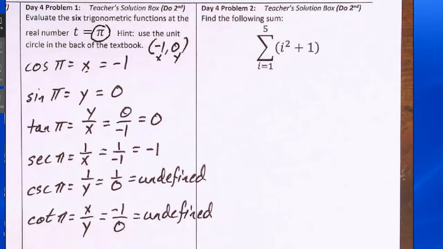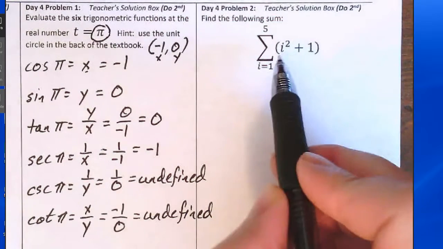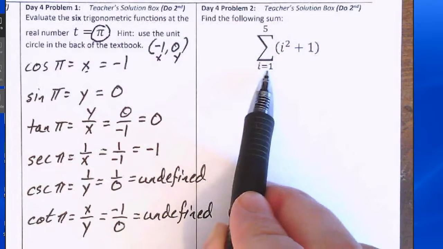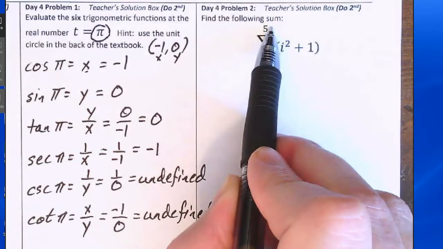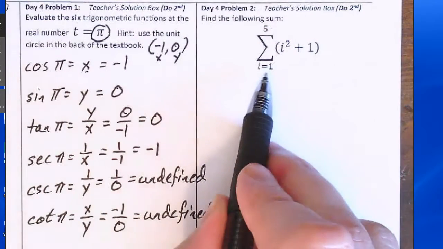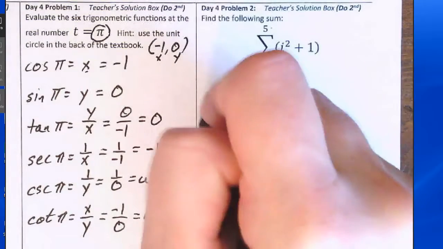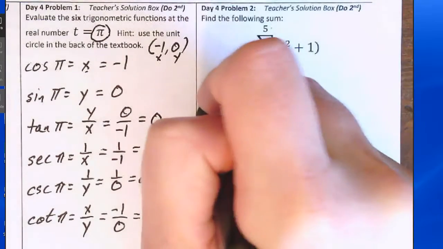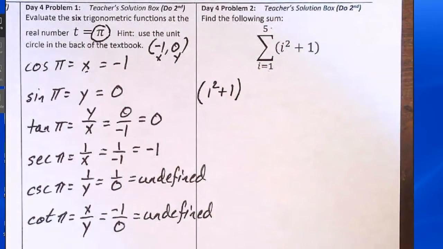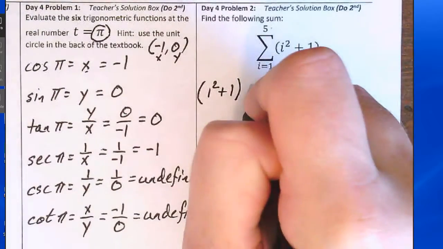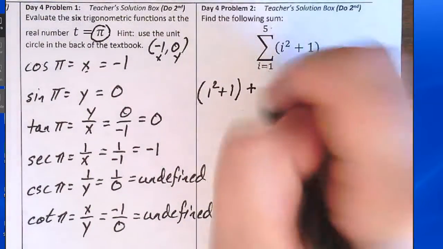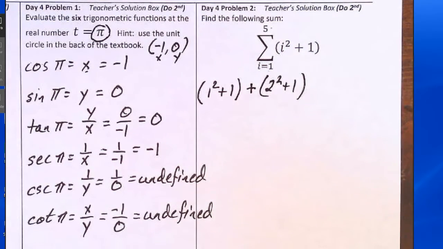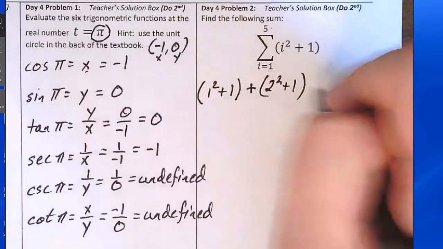Day 4, problem 2. Find the following sum. Our expression is i squared plus 1, and we're going to sum that expression from i equals 1 up to i equals 5. So let's start by substituting in 1 for i. We have 1 squared plus 1. That's our first term of the sequence of numbers that we're summing together. Plus, now put in 2 for i. We have 2 squared plus 1. There's the second term of the sequence of numbers we're adding together.